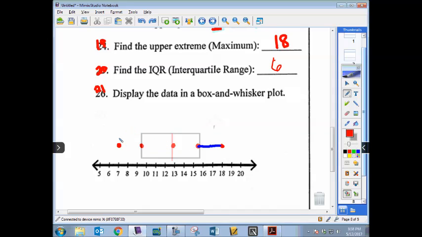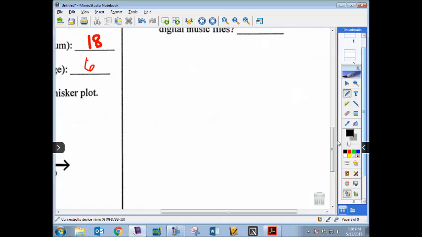You had to have the points. I have people that are just putting, like this one, they just kind of draw it like that. It has to be connected. It has to look identical to mine. If you didn't do everything that I did, it's wrong. Okay? Let's go to the next one.